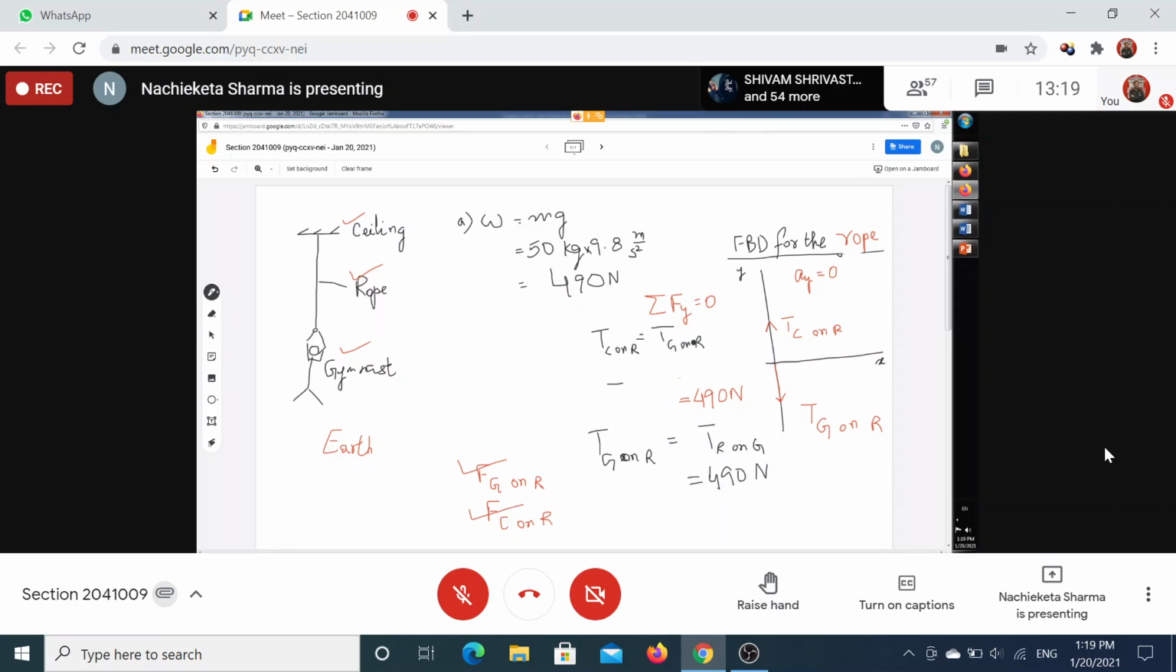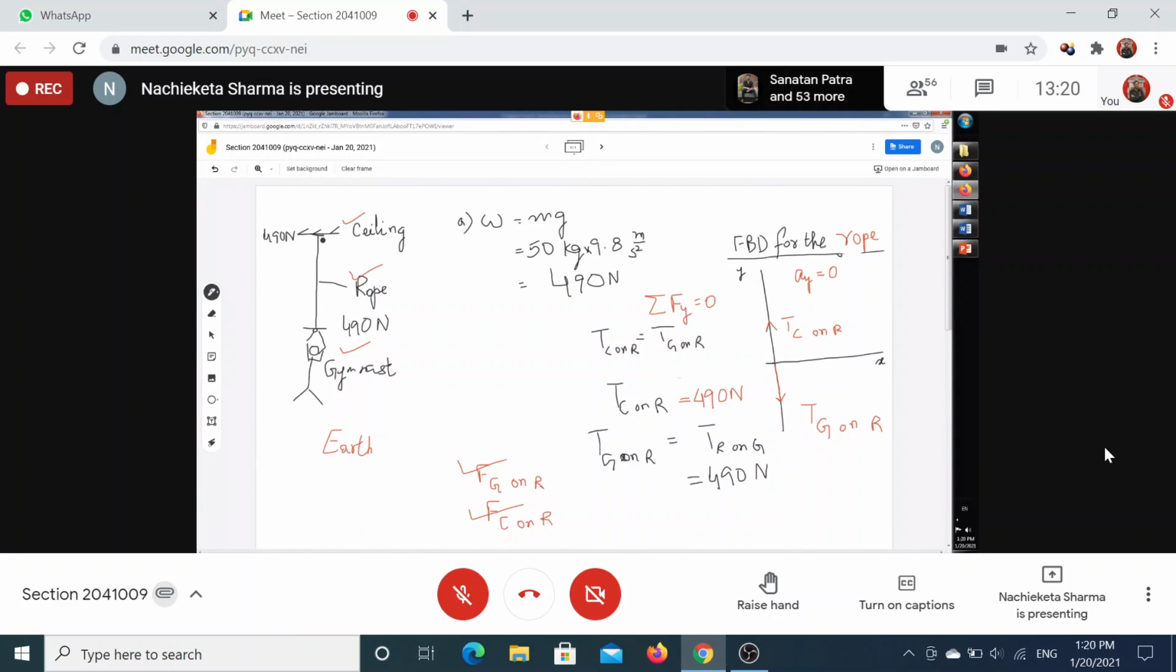Okay, so because T G on R is equal to T C on R, the tension of the ceiling on the rope is also equal to 490 Newton. Now, what does that imply? That implies that at the lowest end you have got the tension 490 Newton, and at the top end also you have got the same tension 490 Newton. Why does this happen? Because you have taken a rope of negligible mass.